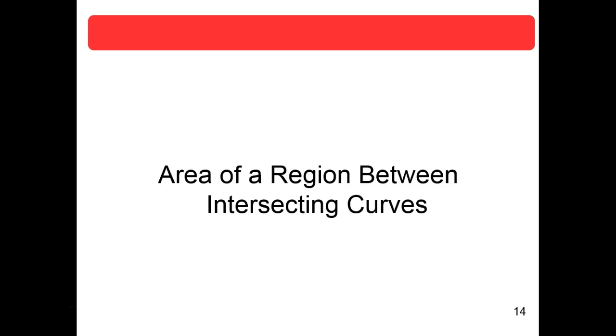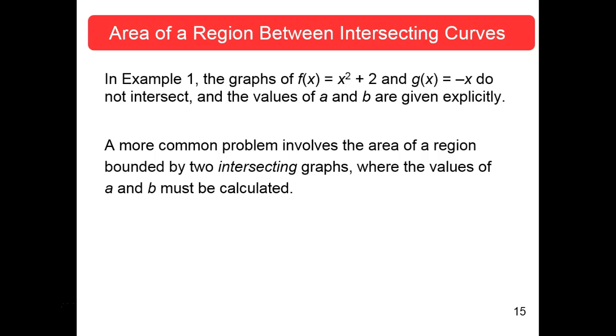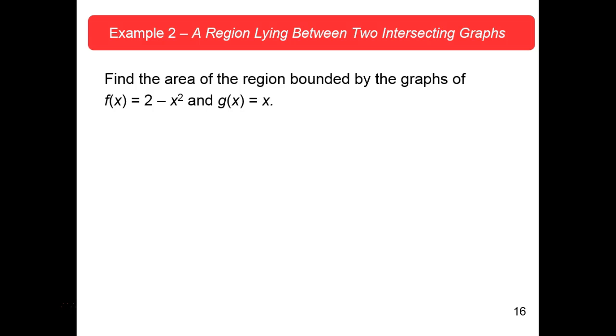All right, now we're going to talk about the area of a region between intersecting curves. Now, intersecting curves, we saw places where it looked like these curves are going to intersect. Example 1, the graphs of f and g do not intersect anywhere, and I pointed that out to you. g is always less than f, okay? The values of a and b are given explicitly. A more common problem involves the area of a region bounded by two intersecting graphs where the values of a and b must be calculated. So that's what we're going to do in example 2.